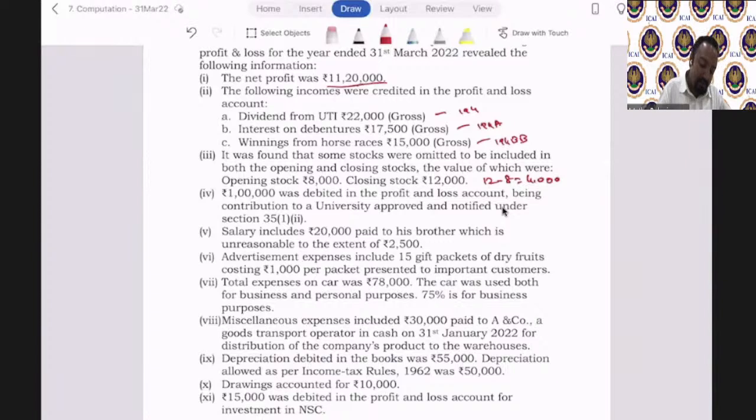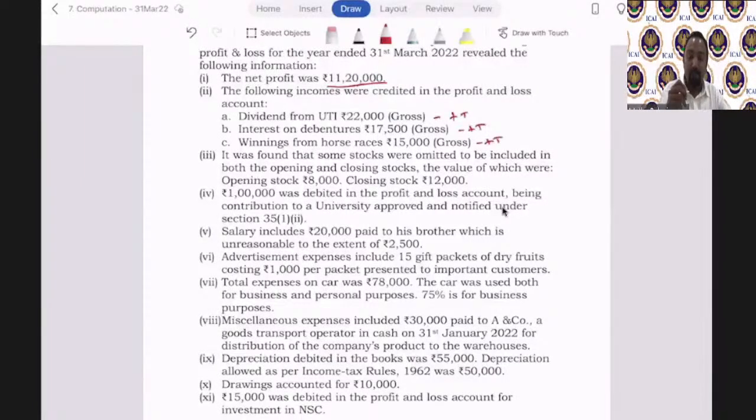1 lakh was debited in profit and loss account. As far as this goes, I'll tell you the exam format. In the exam, you need to say that you reduce it from PGBP and add it to income from other sources. You also give impact to TDS, so I put a mark called TDS. Now, interest on debenture minus plus TDS. Horse race minus plus TDS.